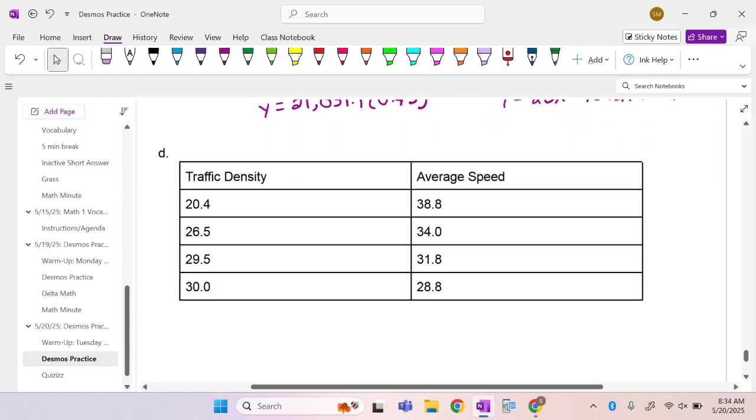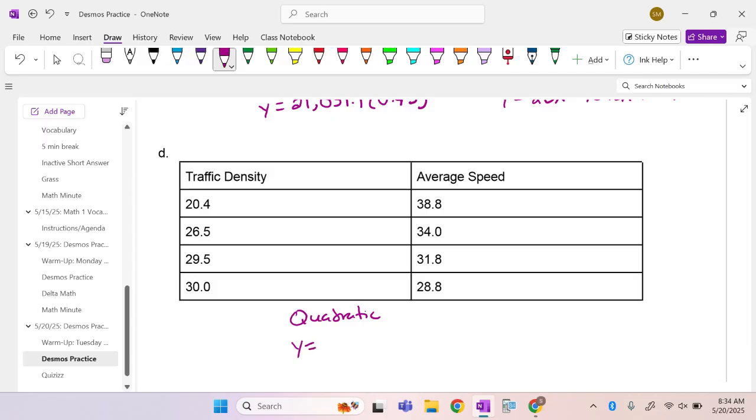All right. Last one, D. Let's go, Kyrie. What'd you get for the last one? Okay. So quadratic was the best fit. All right. And what was the equation? So just for time's sake, it was this. Because I know you're working on it, but gotta move on.